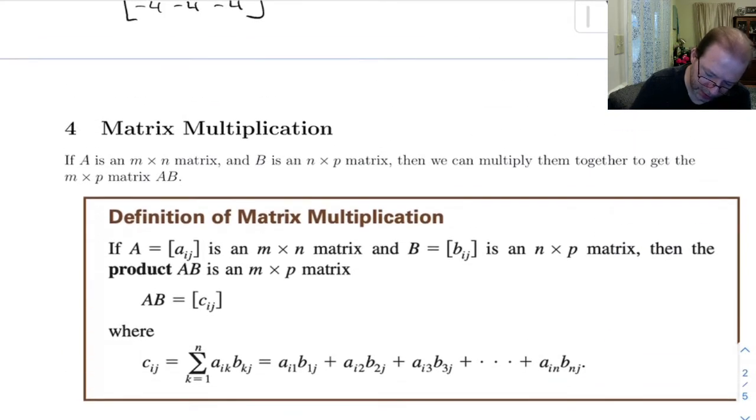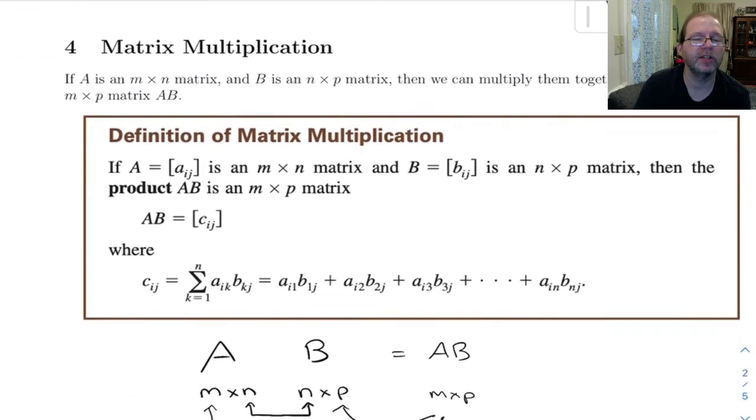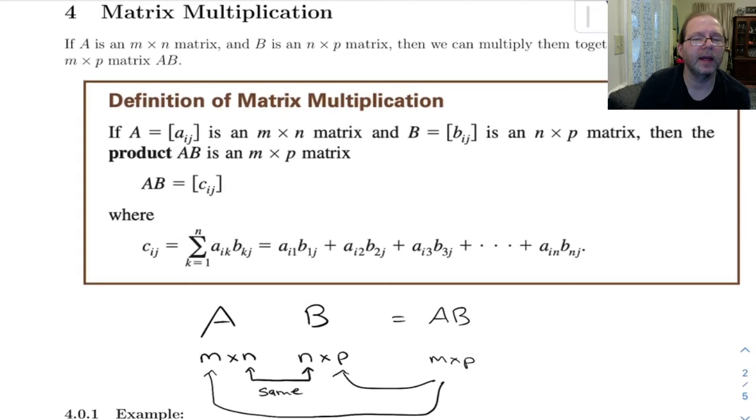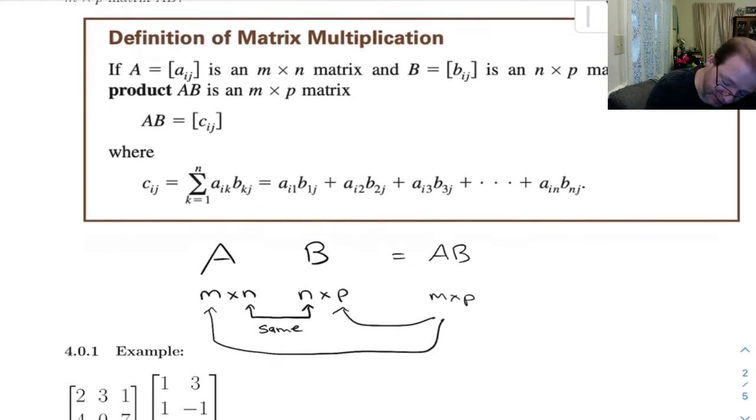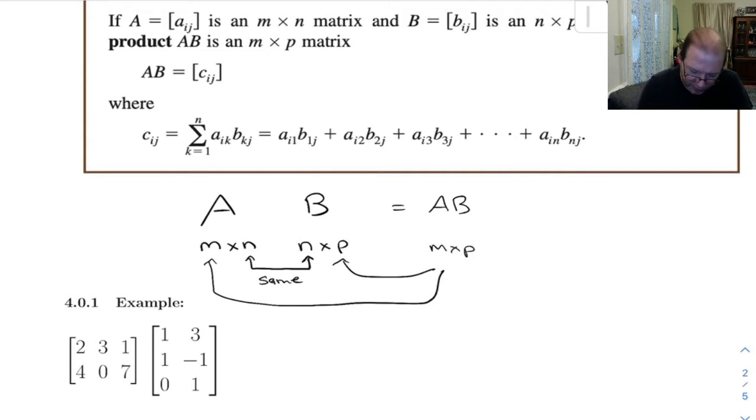Now, this is the definition of matrix multiplication from the book right here, and it looks kind of ugly the way it's written out like this. But what this is saying is, for each row of the first matrix and each column of the second matrix, you multiply the entries together and add them up. This is much easier to see in an example. So let's look at this.